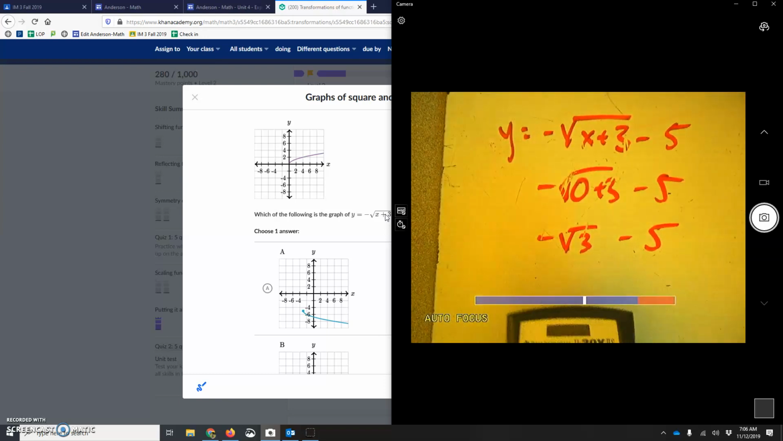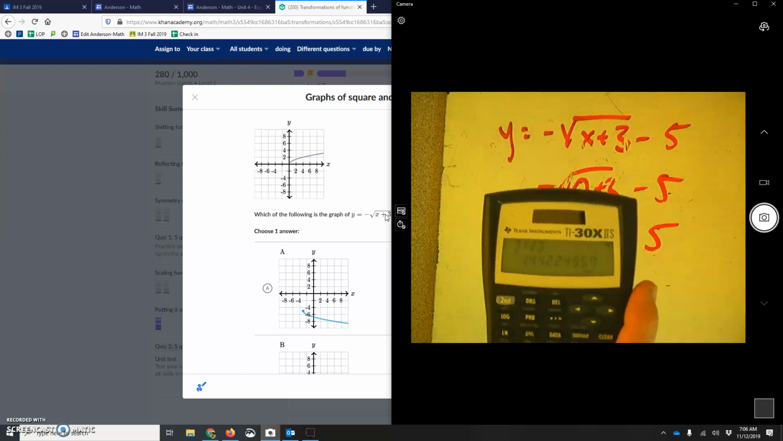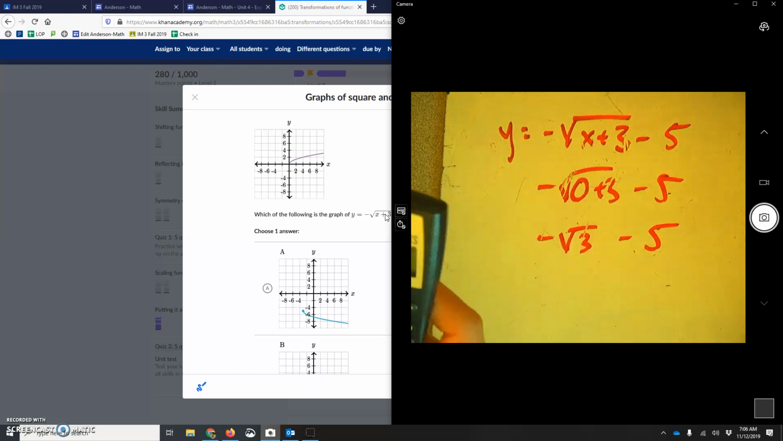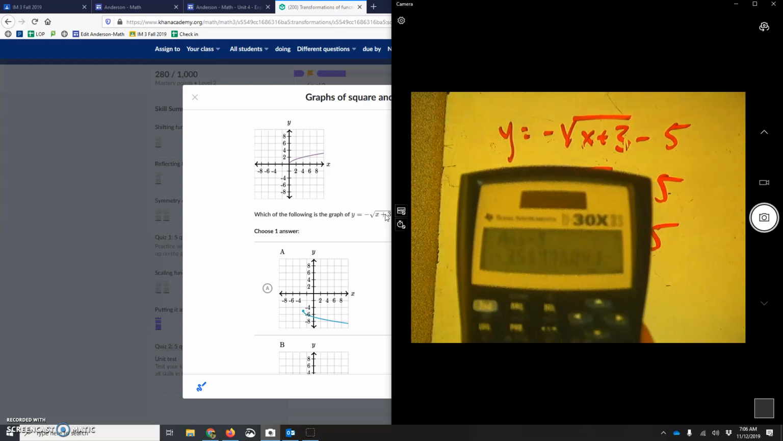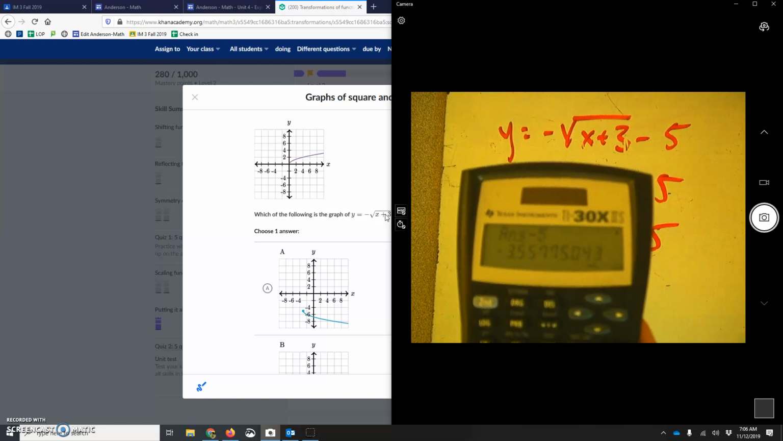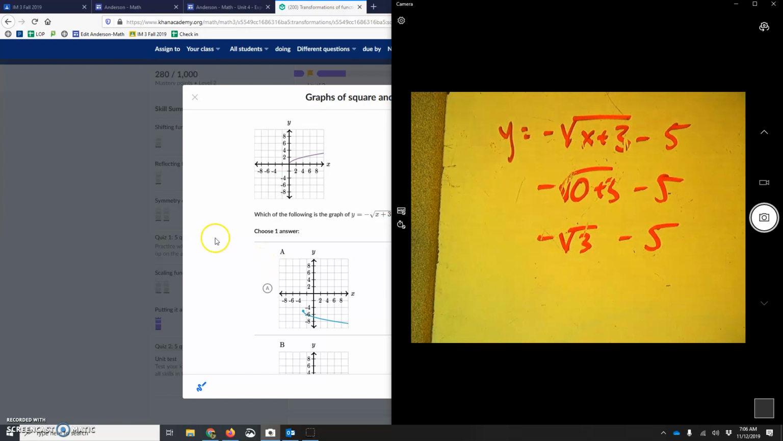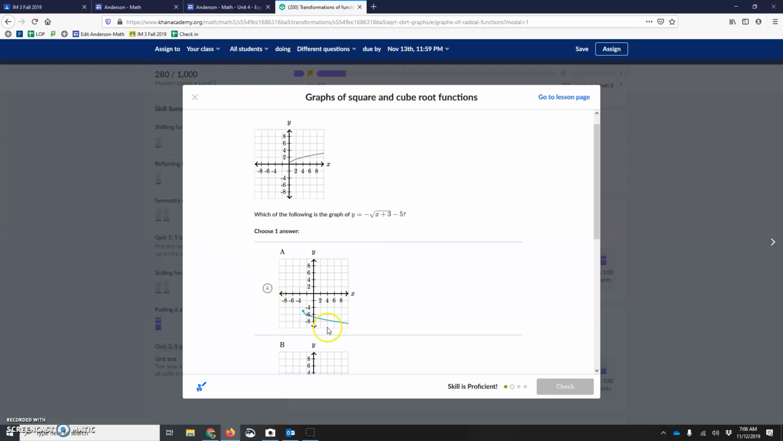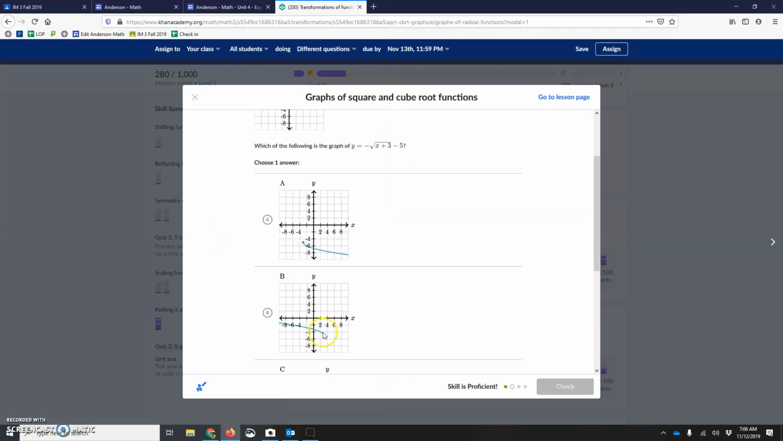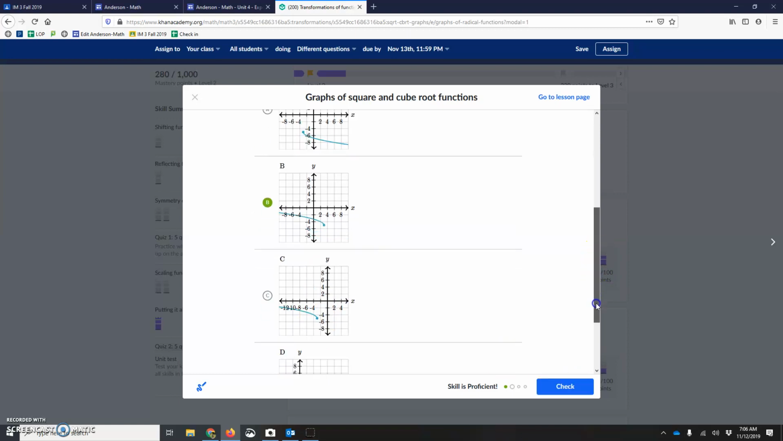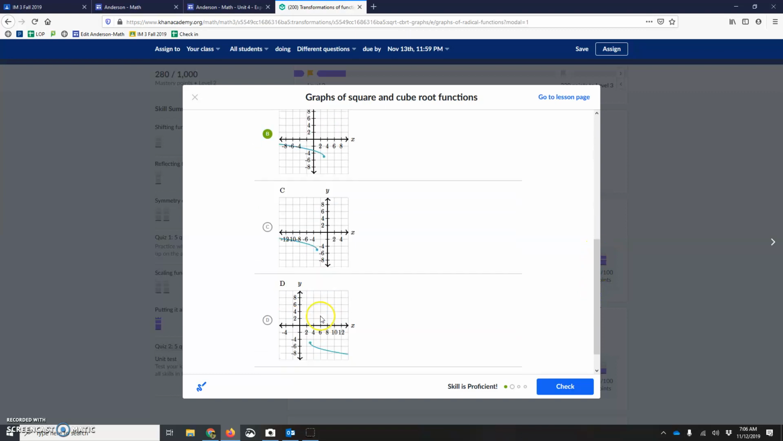Okay, so my answer is 1.44. I'm going to subtract 5. And I get negative 3.57. I'm going to just round to negative 3.5. So which graph gives me a value of negative 3.5? And that is B. Remember, C and D, we don't even have a value for 0. So we know it must be B.